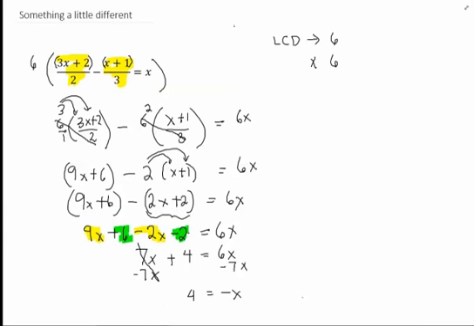And now I'm not quite finished here because I'm not looking for negative x. I want a positive x. So think of this as negative 1. We want to then divide both sides by negative 1. And that gives me a positive x, and 4 divided by negative 1 gives me negative 4. And so my solution is x is equal to negative 4.